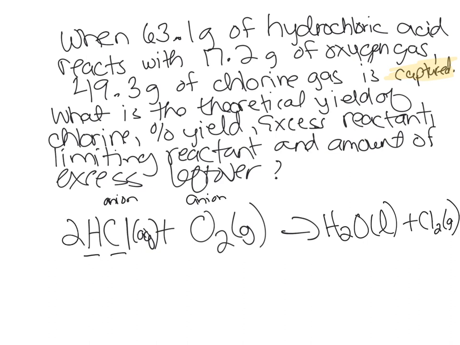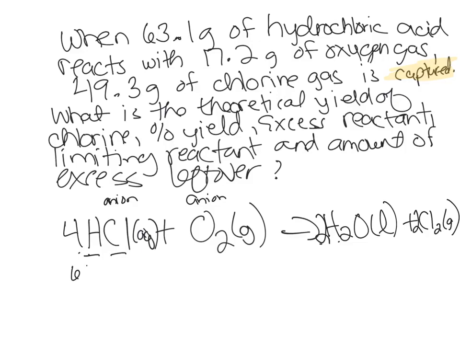I'm going to put a 2 here. That gets me 2 hydrogens, 2 chlorines. I had 2 oxygen, so actually we're going to have to change that and make this be a 4 and make that be a 2. So let's just check really quickly here. We've got 4 hydrogen, 4 hydrogen, 4 Cl, 4 Cl, 2 oxygen, 2 oxygen. We're balanced. Okay, so now to start our stoich.